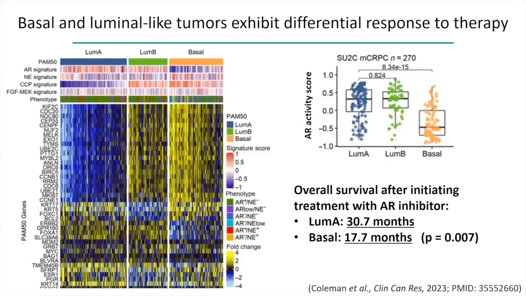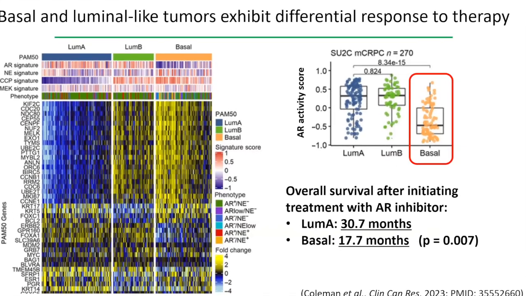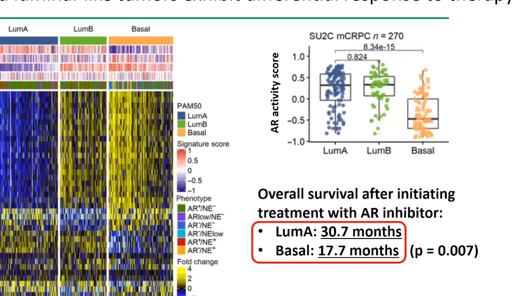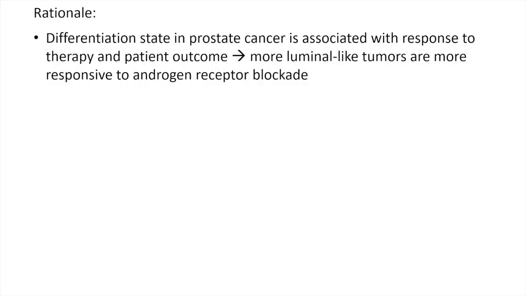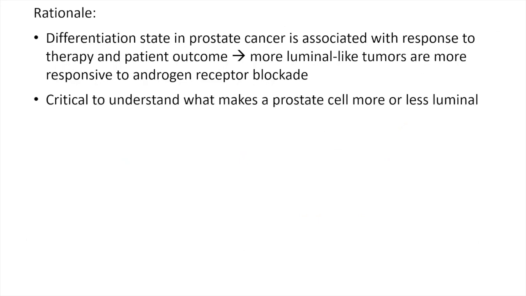Results from many studies show that lineage phenotype matters. Here, as an example, a set of metastatic castration-resistant prostate cancers were classified into basal or luminal subtypes based on gene expression. The basal-like tumors have low AR signaling and, importantly, a really poor clinical response to AR-targeted therapies. So the differentiation state in prostate cancer matters because it's associated with response to therapy and patient outcome. Specifically, the more luminal-like tumors are more responsive to androgen receptor blockade. Therefore, it's critical to understand what makes a prostate cell more or less luminal.